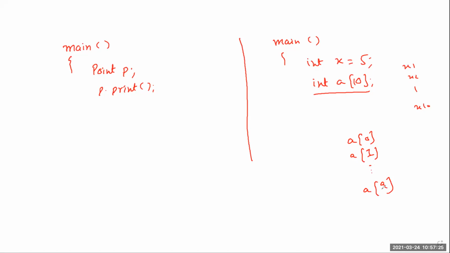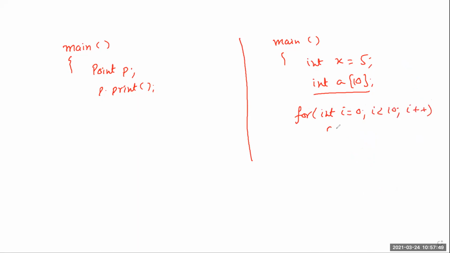And normally when we are using an array, it is a good idea to use a loop, so that we don't have to repeat it every time. If I have an array of 10 integers and I want the user to enter values for it, instead of writing 10 statements I will write for (int i = 0; i < 10; i++), because 10 is the size of the array, and here you can write cin, cout, whatever you want, a[i].